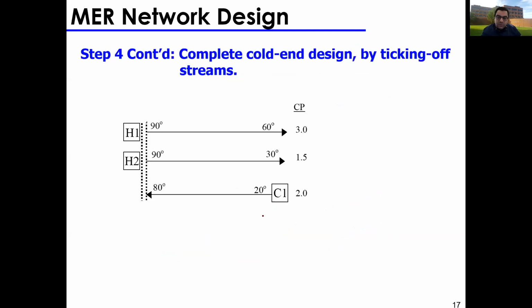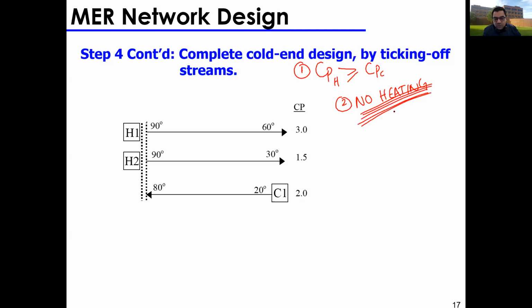Let's have a look here. So this is below the pinch. For the problem we're just covering, I have C1, H2, and H1. So let's try connecting them, right? So C1, CP of 2. And again, let's remember the rule here. There are two rules below the pinch. Number one, CP hot has to be greater than CP cold. And number two, no heating, right? You should never heat below the pinch.